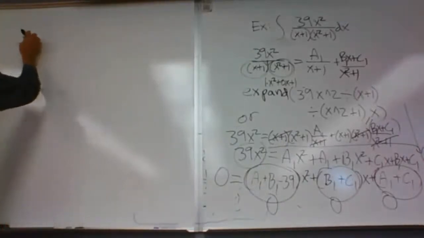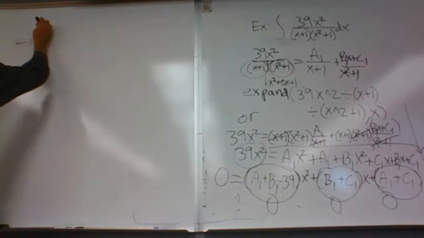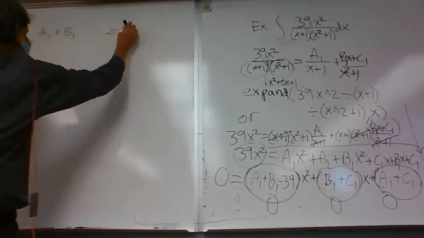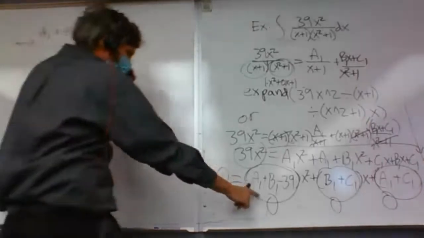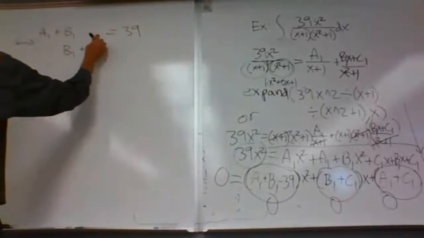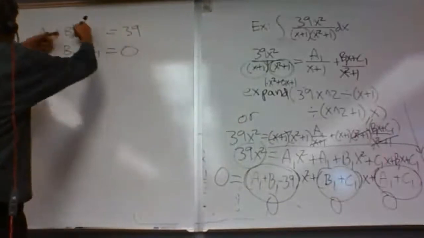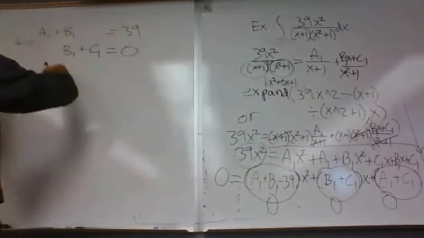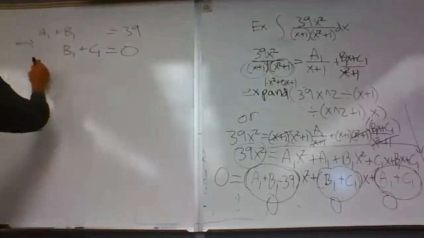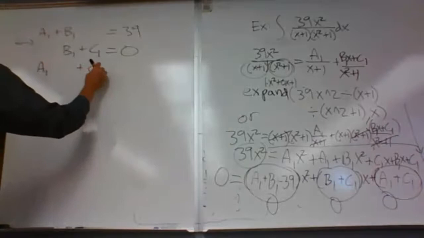So now what we have is a system of equations equivalent to that, which says a1 plus b1 equals 39 for the first one to vanish. b1 plus c1 equals 0. And people like to write these in columns where the b's are here and the c's are here and the a's are here, just to keep from making mistakes. And then a1 plus c1 equals 0.